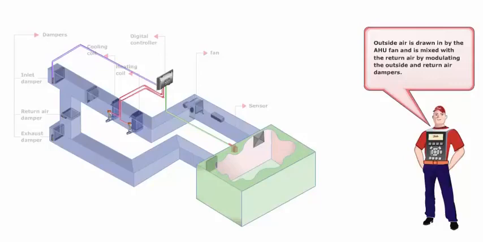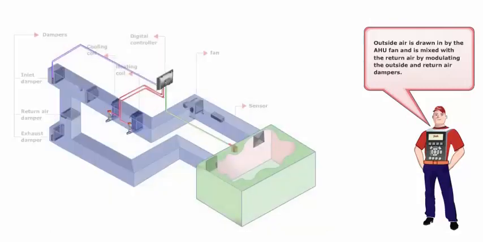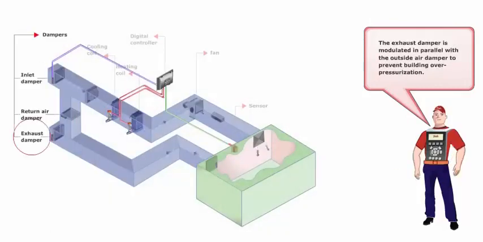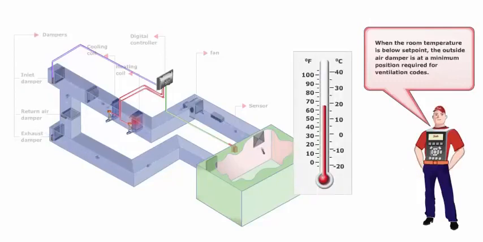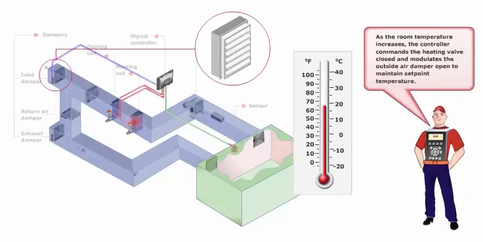Outside air is drawn in by the air handling unit fan and is mixed with the return air by modulating the outside and return air dampers. The exhaust damper is modulated in parallel with the outside air damper to prevent building overpressurization. When the room temperature is below set point, the outside air damper is at a minimum position required for ventilation codes. As the room temperature increases, the controller commands the heating valve closed and modulates the outside air damper open to maintain set point temperature.